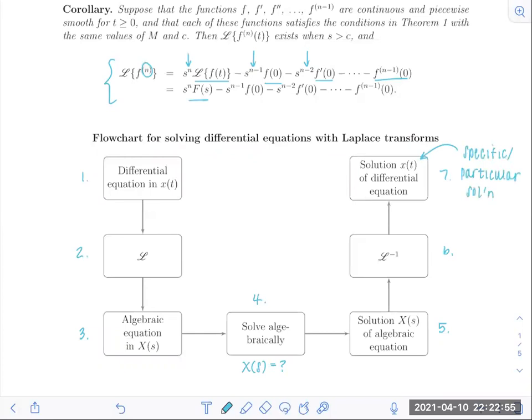And this is different from when we solve IVPs by hand without Laplace transforms. Normally, in that process, we solve for the general solution, and then we impose the initial conditions to solve for the constants of integration. That is not the case here.